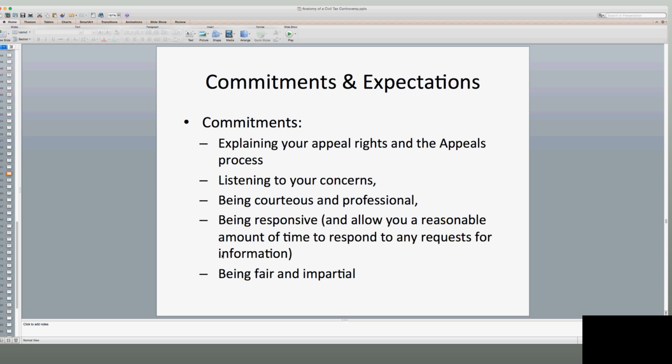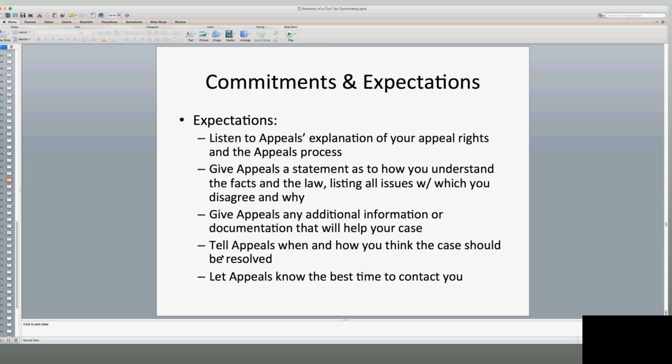Some of the commitments that appeals makes is it will explain to your client his or her appeal rights and the appeals process. It does so usually in a 4 or 5 page letter that is written in very plain English and easy to understand. Nonetheless, you do want to sit down and explain in detail to your client. It'll listen to your concerns, be courteous and professional, be responsive, and be fair and impartial.